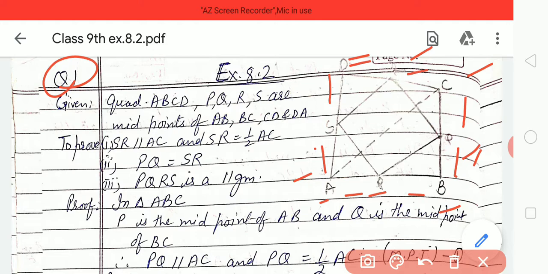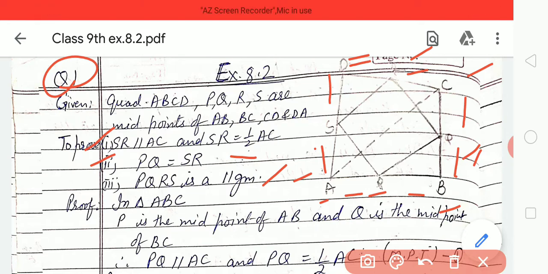So this is what we have been given, and what to prove is: first part, SR is parallel to AC and SR is half of AC; in the second part we have to prove that PQ and SR are equal; and in the third part we have to prove that PQRS is a parallelogram.